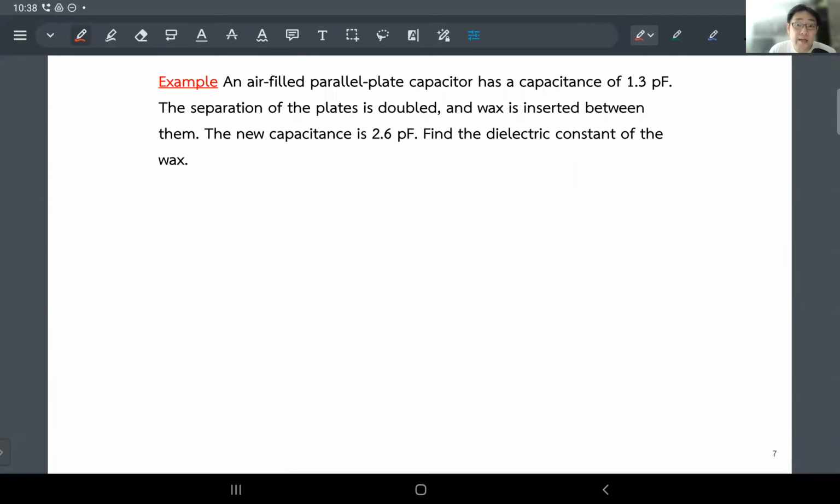And now the wax is inserted between them. Okay, so that means you double the separation. So you spread them out a little bit, and then you squeeze the wax in between. It turns out your new capacitance is 2.6, so you double your capacitance. What is the dielectric constant of the wax? You want to give it a shot here, guys?